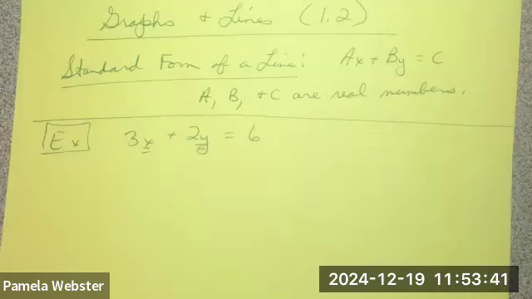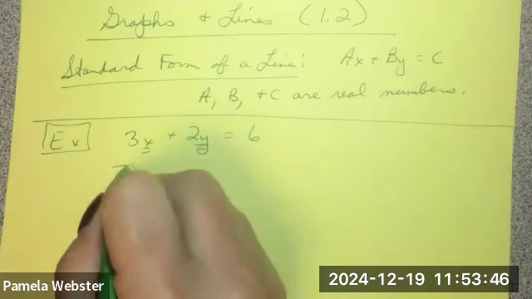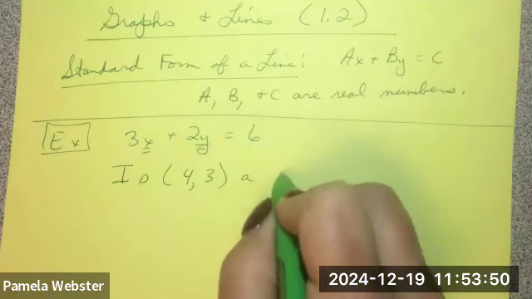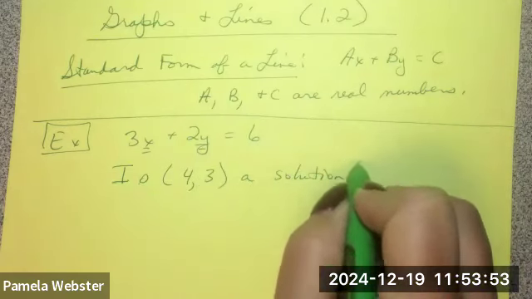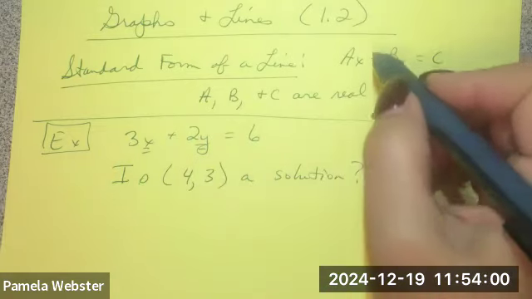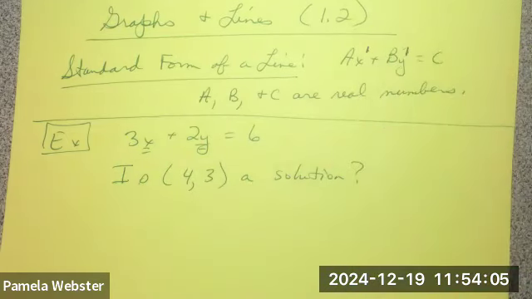So you're going to have stuff in this section where they ask you in the homework stuff like, is the point 4, 3 a solution for this equation? I've got an equation of a line. I know it's an equation of a line because here I've got x to the first and I've got y to the first. When both of those variables are ones, we consider it linear or a line. So is 4, 3 a solution?